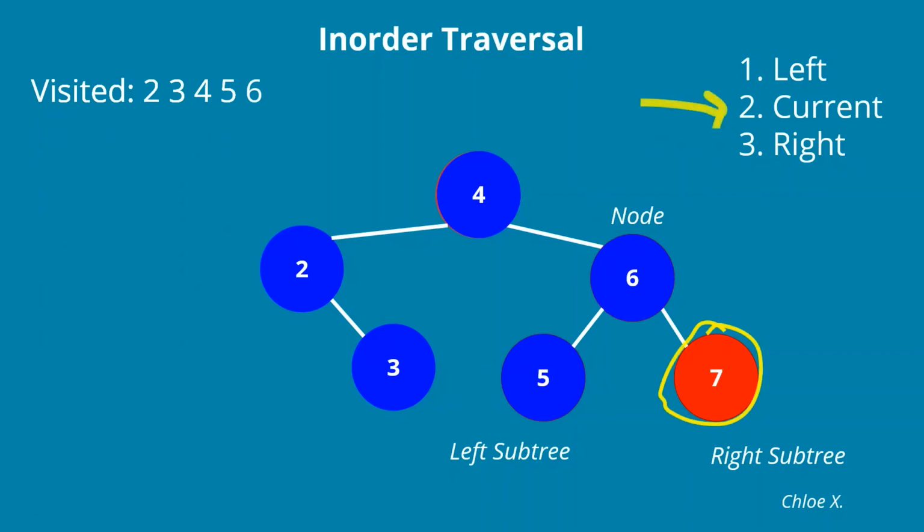We should check left, see nothing there. Mark 7 as visited. Check to the right, nothing there. And then we're done. This is your inorder traversal of this tree. And as I mentioned earlier, we visited this binary search tree in order, and in the top left I have our visited array. It's in ascending order.